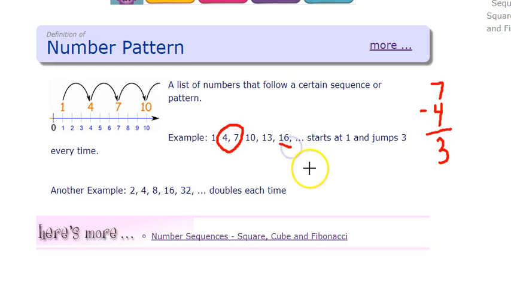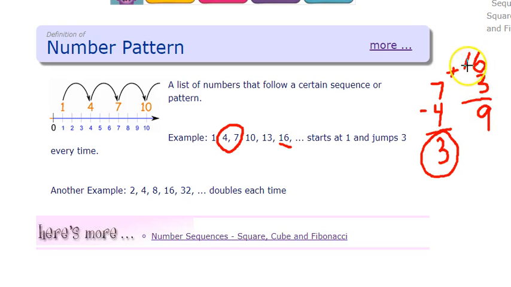So let's try this. If my last number here is 16, and I want to know what the next number will be, I can use this information here, this answer. I'm going to add that to 16. So 16 plus 3. 6 plus 3 is 9. And I bring down my 1. So I know that the next number in my pattern would be 19. And then I could do 19 plus 3 and so on.